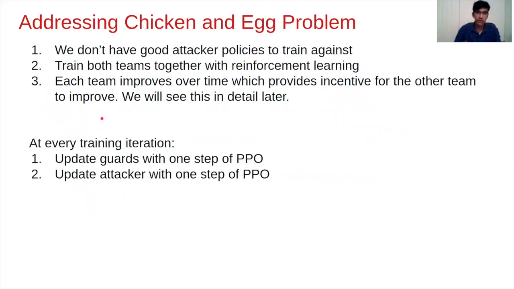And finally we had one more problem, the chicken and egg problem. We don't have good attacker policies to train against. So even if we have a graph neural network architecture with PPO, how do we train it? What do we train it against? So we train both teams together with reinforcement learning to solve this problem. Both teams don't know what to do, but we train both of them together. So each team improves over time, and this provides incentive for the other team to improve. And we will see this in detail later as well.